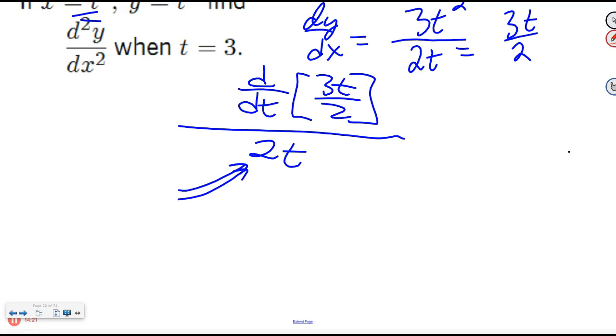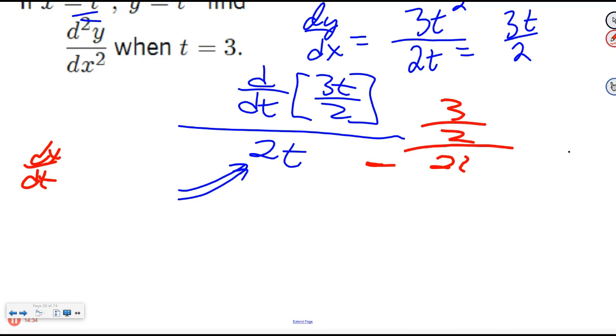So the proof of why that dx/dt is on the bottom, I don't know where it comes from. I can see it when I work backwards, but not forward. Did you see me work backwards and I got it? So that needs to be there. Your answer would be (3/2) over 2t, or 3 over 4t.